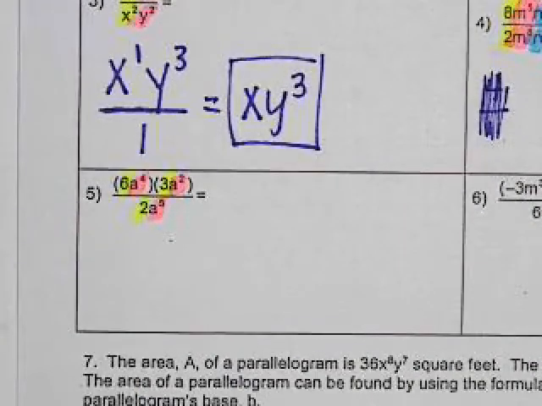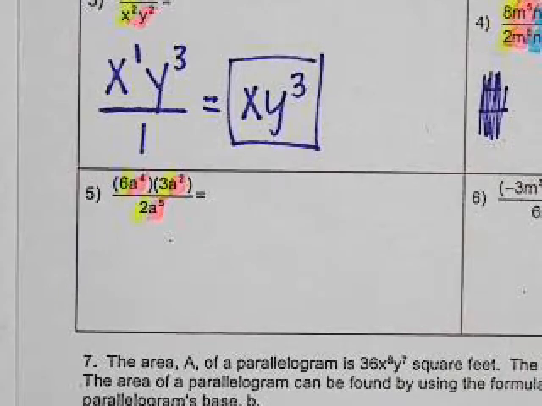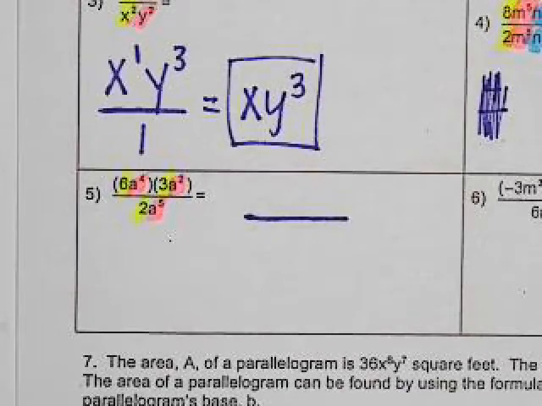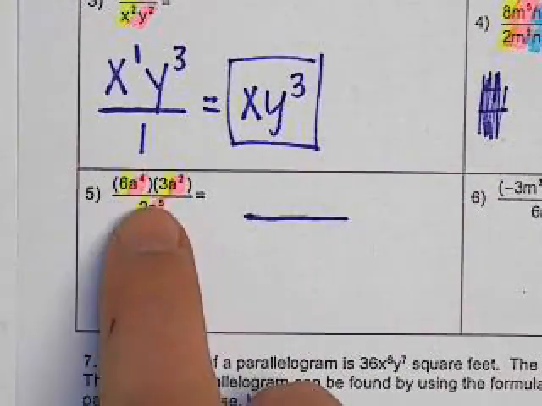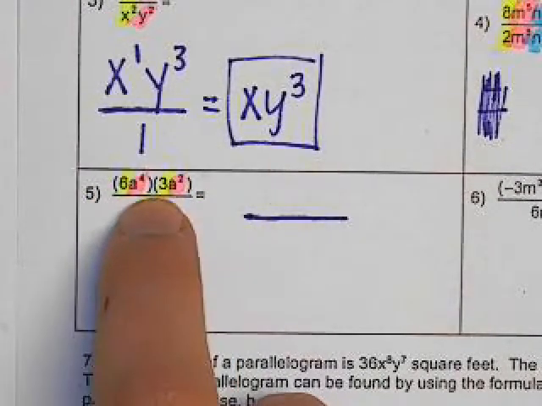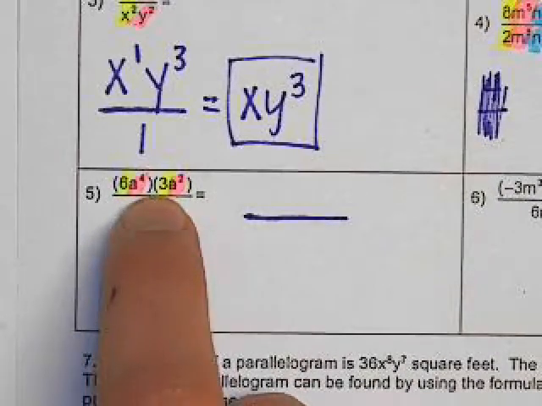Okay, now I'm multiplying and dividing. What do you think I'm going to do first? I'm going to multiply. Okay, what I want you to do, watch, listen, draw your fraction bar first. Everybody draw your fraction bar. Now, just the top is being multiplied, right? So right now I'm only going to be looking at the top, and I'm going to multiply first.